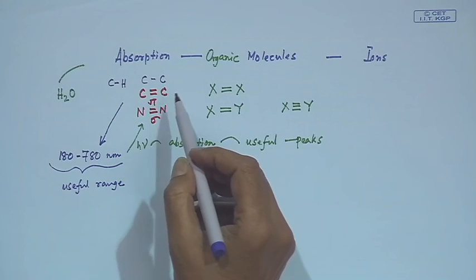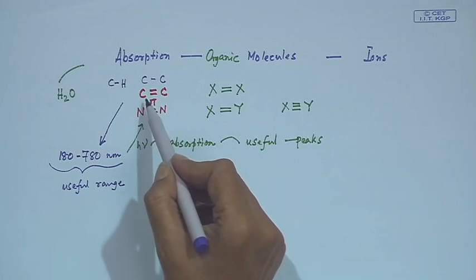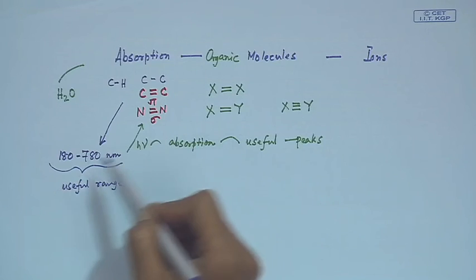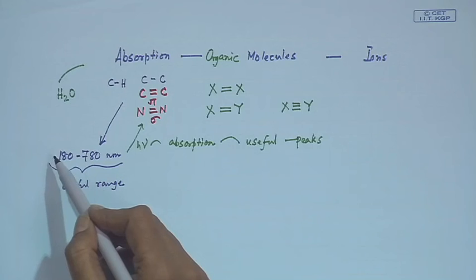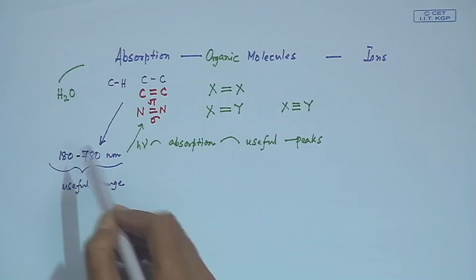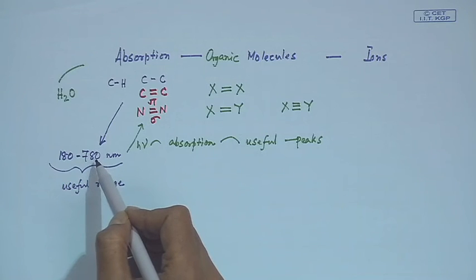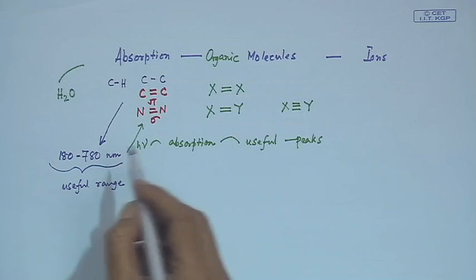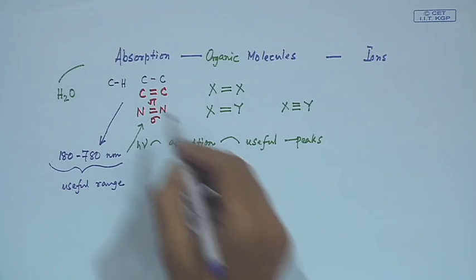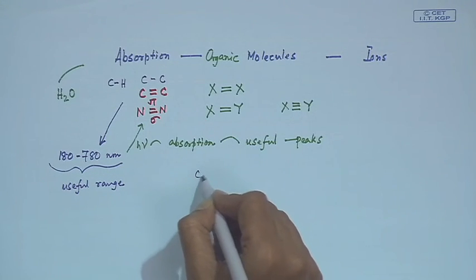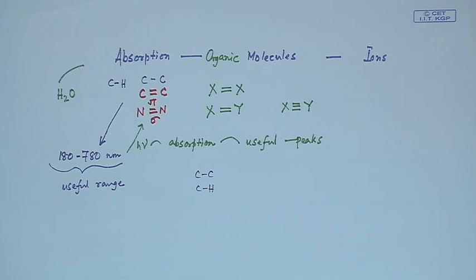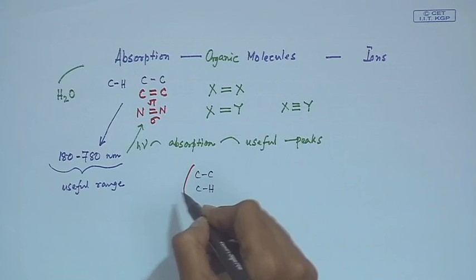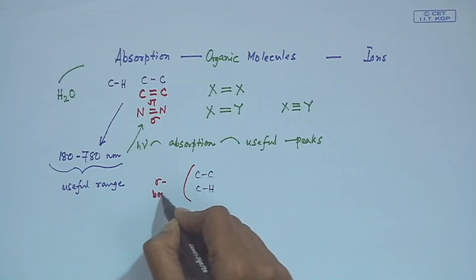To excite this double bond or to excite this triple bond, we can use this particular range, which is well below the ultraviolet range and in the upper level of the visible range. But for these two cases, that means for the CC and CH case, we are talking in terms of only the sigma bond. So, this is the sigma bond we are talking about.